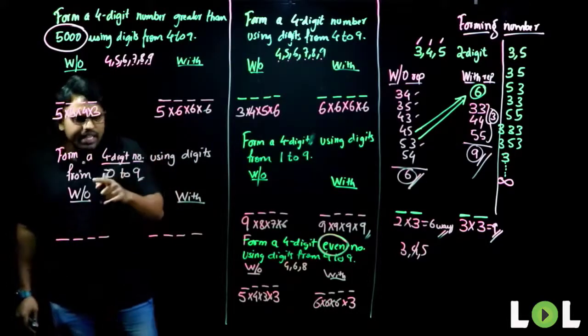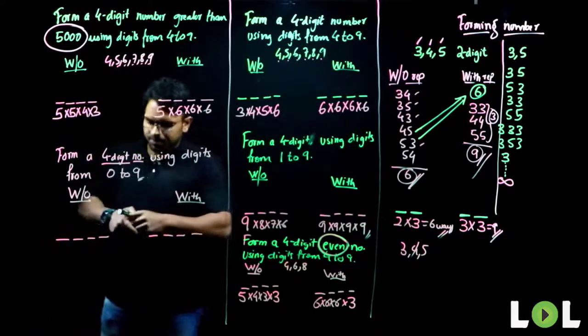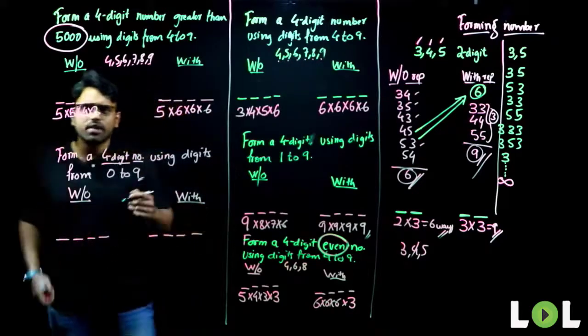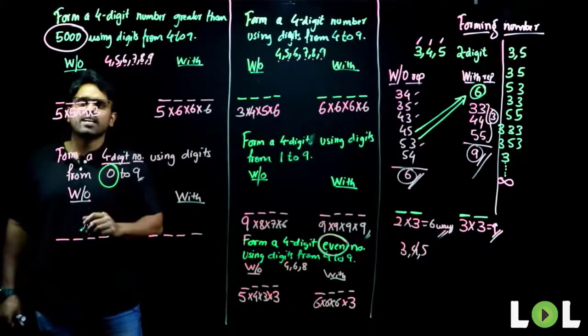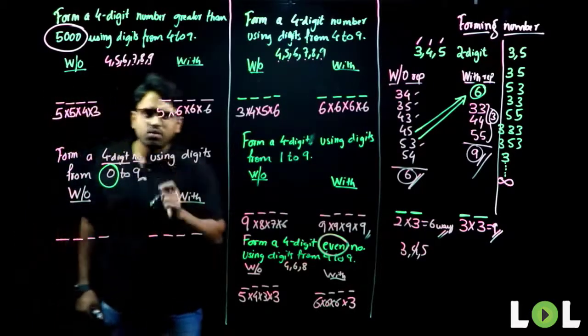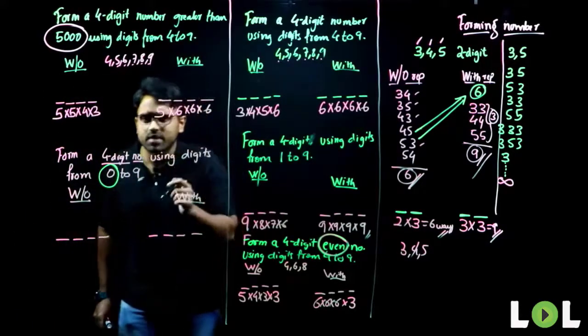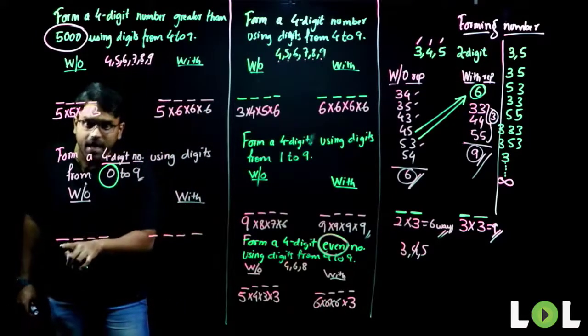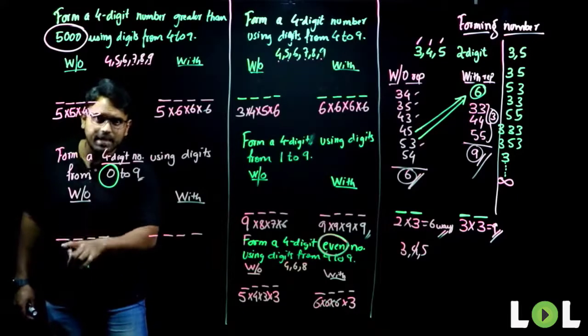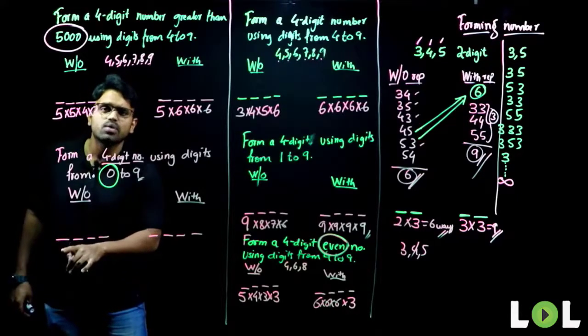Now, is there any condition given in the statement? Yes, there is a condition given in the statement. What is that condition? 0. Whenever you see a 0 in the statement, 0 itself is the condition, guys, because we are trying to form a 4-digit number, and I'm repeating again, I cannot have a 0 in the thousands place.